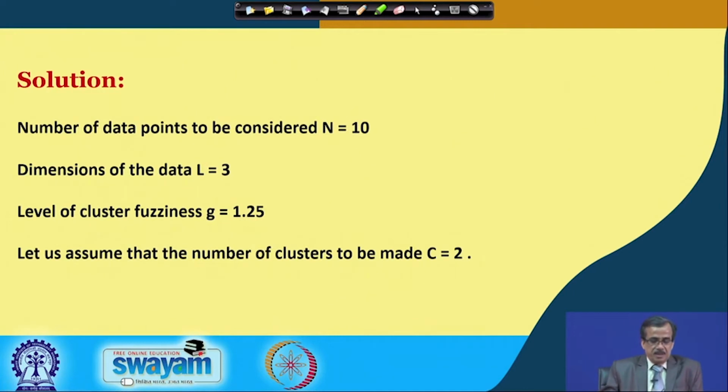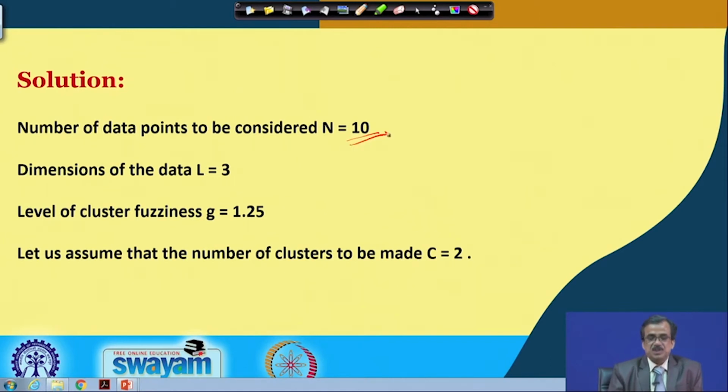Now, let us see how to proceed with the clustering. The number of data points we have considered is equal to 10 for simplicity, and each data point has dimension 3, like your x, y and z. The level of cluster fuzziness we have assumed is G equals 1.25, and let us assume that there could be only 2 clusters, because I have considered only 10 points. So, better to go for only 2 clusters, and let us see how it works, and explain the working principle of this fuzzy C-means algorithm to solve this numerical example.